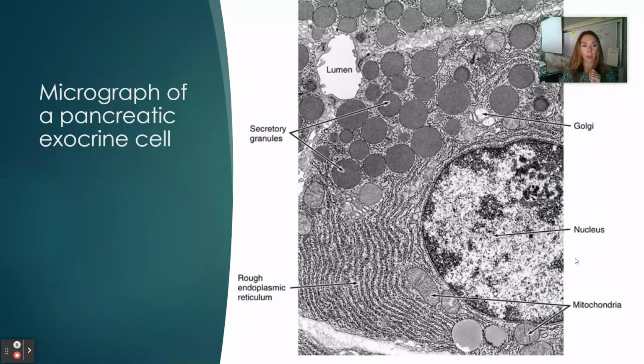All right, here's a micrograph of it. I'm looking at the rough endoplasmic reticulum, which has ribosomes, all of these different things here. Here's the Golgi versus the secretory granules. Would you need to be able to identify this as a pancreas cell? I do not know, I will check on that, but you would need to know that a pancreas is going to have more of the organelles that produce proteins because it produces enzymes.